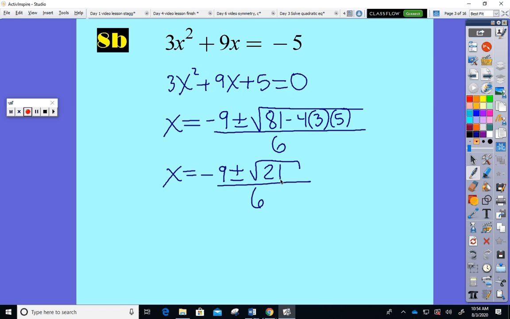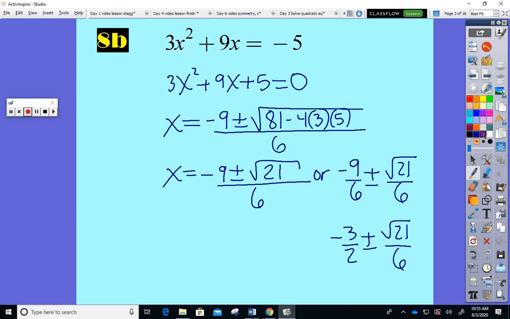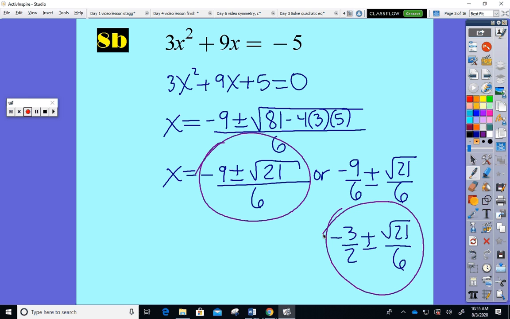I could also, though, say that is negative 9/6 plus or minus the square root of 21/6, and then this answer could be reduced. So an alternate form of the answer is negative 3/2 plus or minus the square root of 21 over 6. But guys, remember, I'm telling you, this answer is totally fine, and this answer is totally fine. So either one of those is acceptable, okay? So if the answer is real, you're not locked into one particular format.